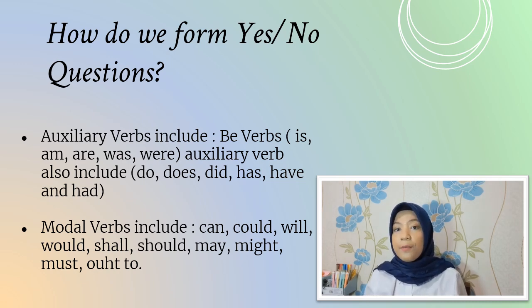Auxiliary verbs include the be verb, and these are is, am, are, was, were. Auxiliary verbs also include do, does, did, has, have, and had. Modal verbs include can, could, will, would, shall, should, may, might, must, ought to.